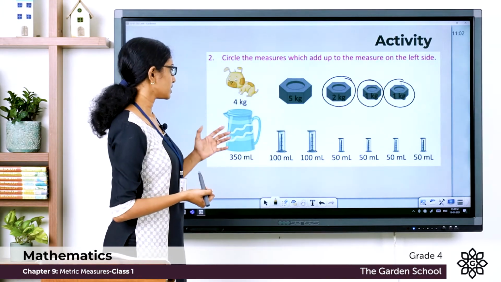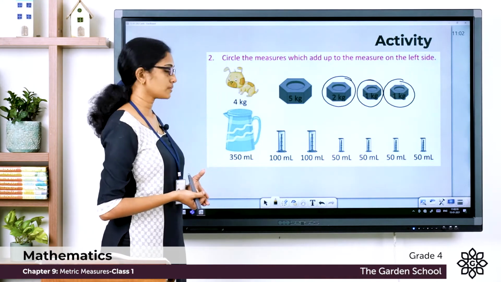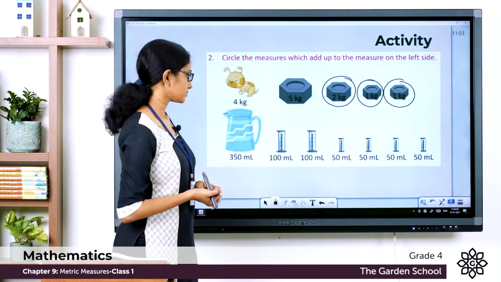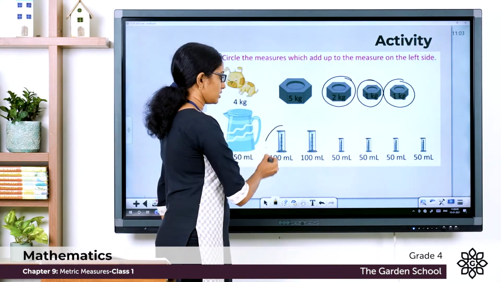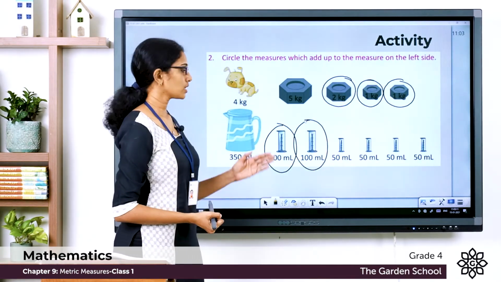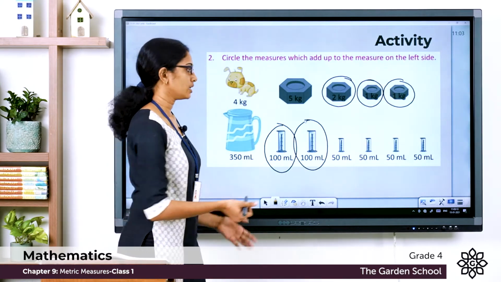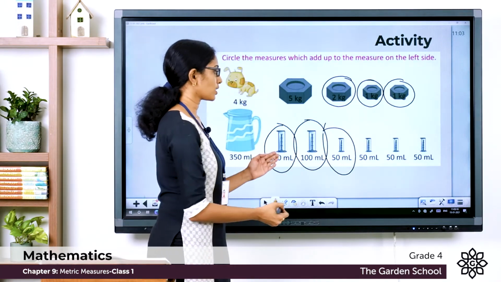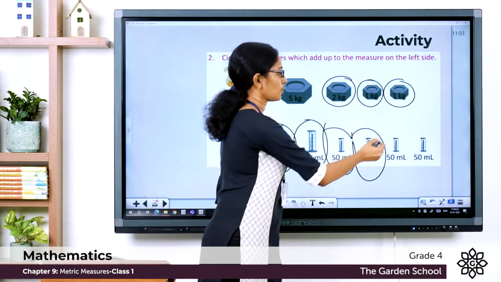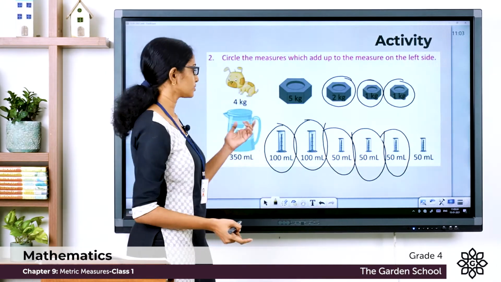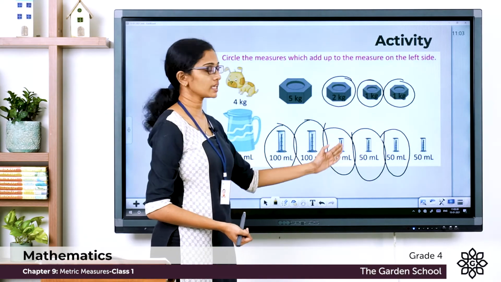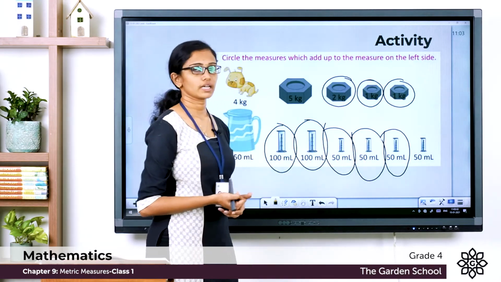Now the second question, you have a jug with a capacity of 350 milliliters and on the right you have 100 milliliters and 50 milliliters. Now which ones do you have to circle? You are taking 100 milliliter, then 1 more 100 milliliter. Now it has added up to 100 plus 100, 200 milliliter. We are adding 50 milliliter here. So it's 250, 1 more and it's 300 milliliter, then 1 more. So now it has added up to 350 milliliter.